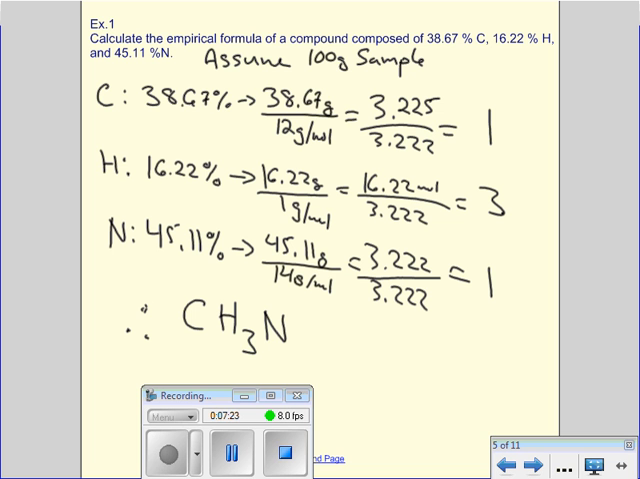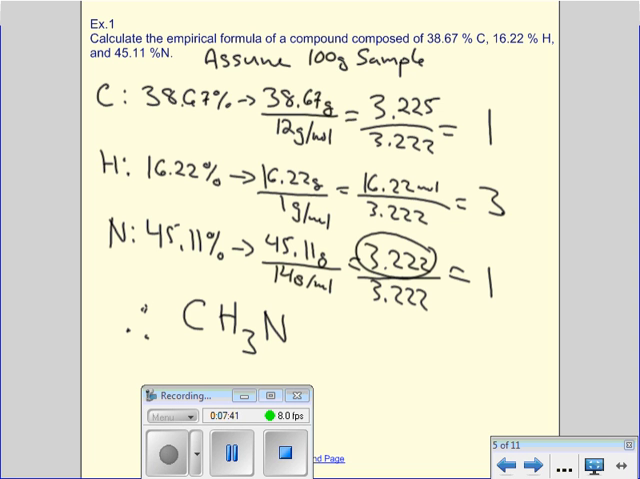So I converted percentage to grams, divided by the molar mass, got the number of moles in this kind of sample, did that for all of them, took the one that's the lowest, in this case 3.222, divided them all by the same number, and I get my ratio.